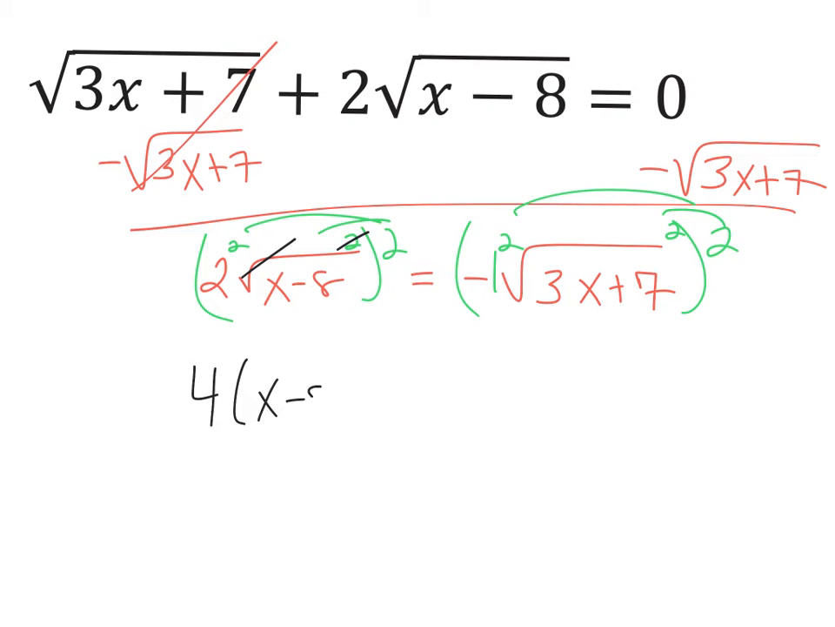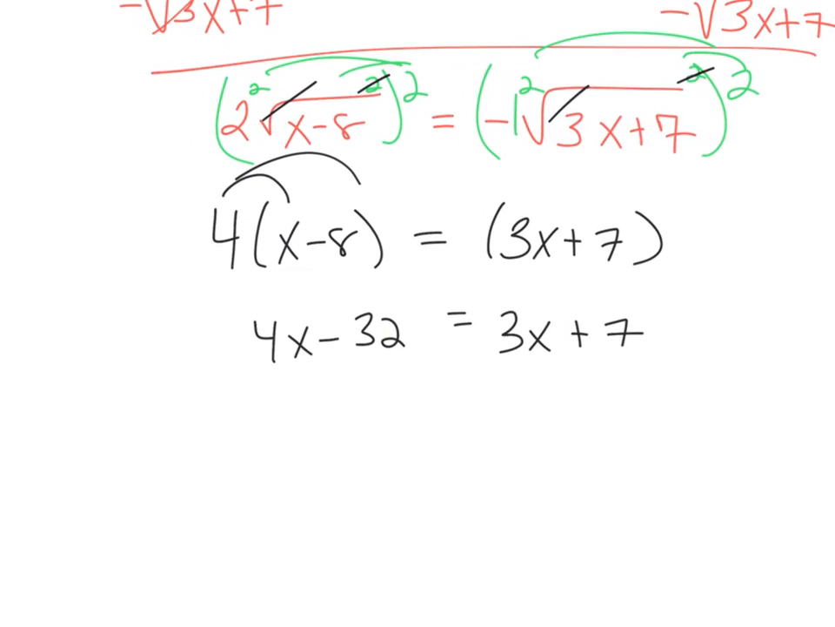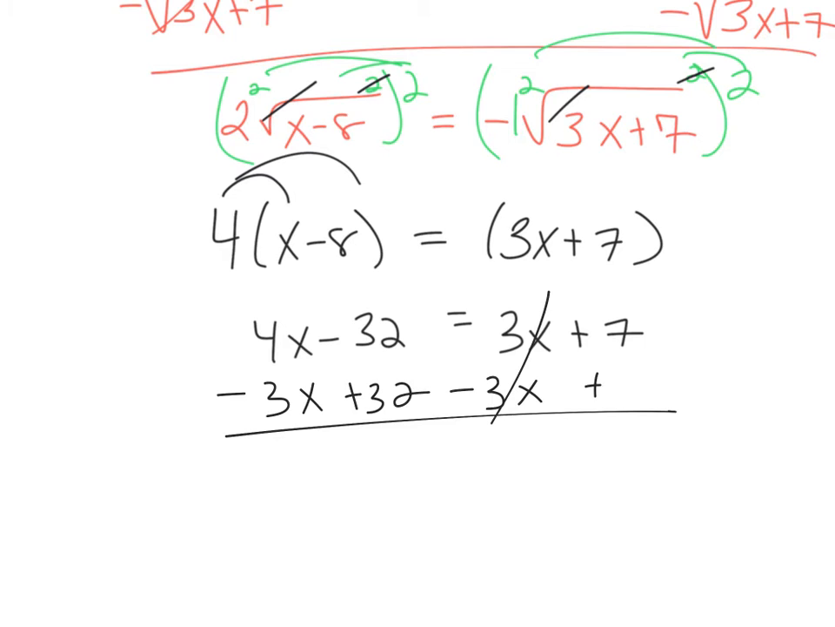You'll end up getting x minus 8. Negative 1 squared is 1. I don't have to write that. These cancel out, so you get 3x plus 7. Distribute this in, you end up getting 4x minus 32 equals 3x plus 7, and then you're going to solve. So you're going to separate all the x's to one side. So I bring this guy over here, all the numbers to the other side. You end up getting x equals 39.